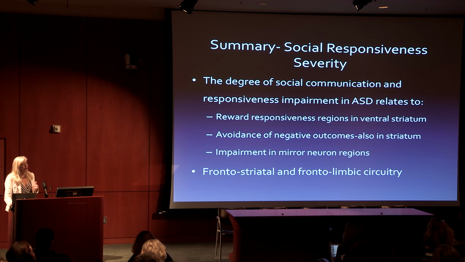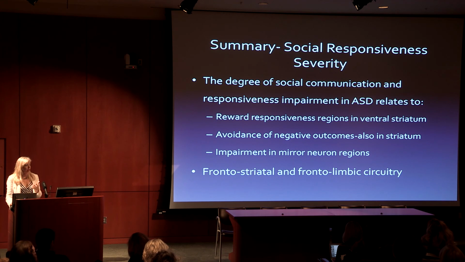So in summary, the degree of social communication and responsiveness to regions in the ventral striatum as well as in the inferior frontal cortex are related to the severity of social symptoms. And it implicates this frontostriatal circuitry in autism, and in particular in the social symptoms of autism.